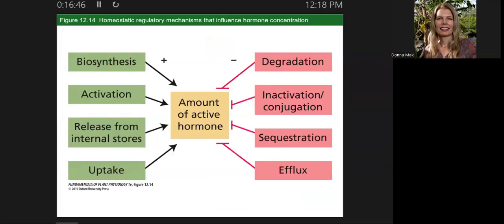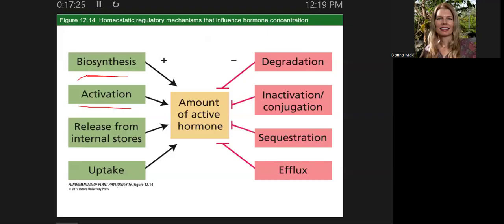But here again, this image is trying to get you to think about different ideas of how hormones become active, like the different avenues for that. So on the left, the green boxes are trying to show that they can take up a hormone, they can release it from maybe the vacuole if it's being stored there. There's activation ideas where maybe it's conjugated and they have to cleave off a sugar or something to get it active. They could synthesize it from scratch.